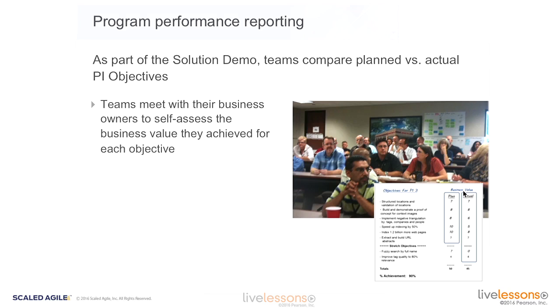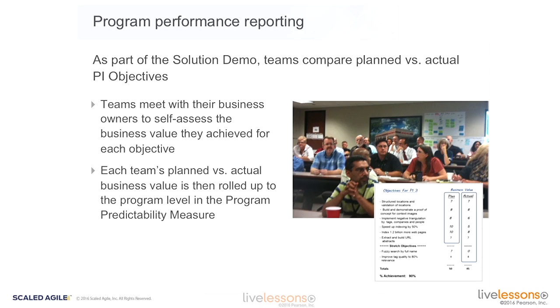So we'll meet with the business owners, typically right there online in C2, at the same time. Sometimes this is a separate meeting, but most typically we just all show up together and we talk about what we've achieved versus what we planned. And each team then takes their plan versus actual business value, and we're going to roll that up. And that's going to create this unique measure called program predictability.